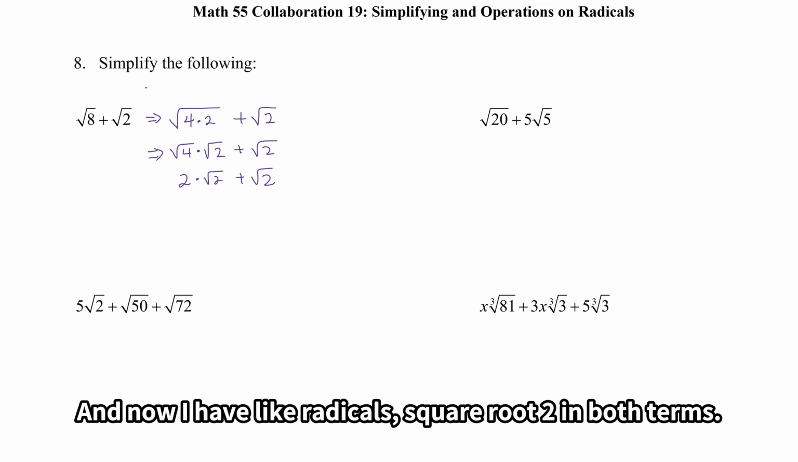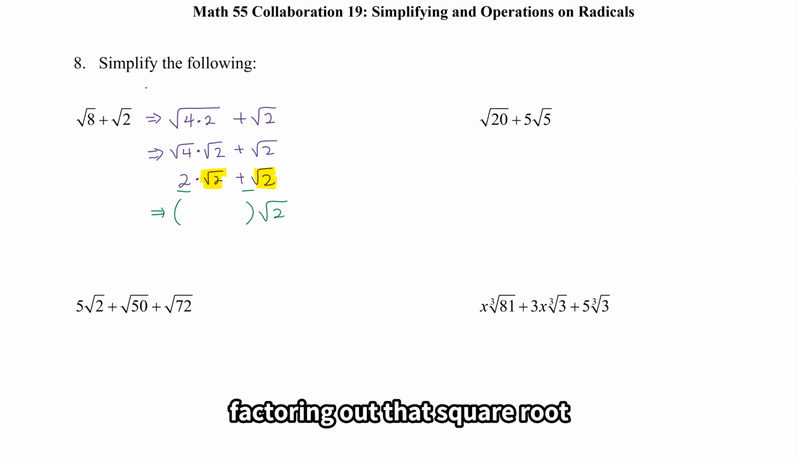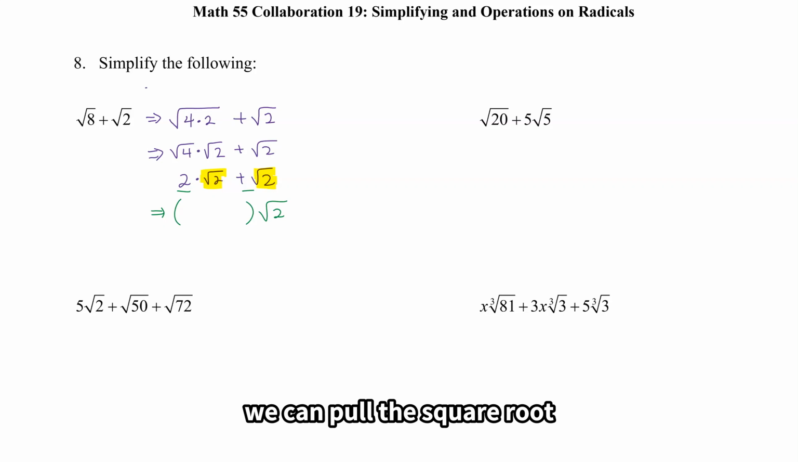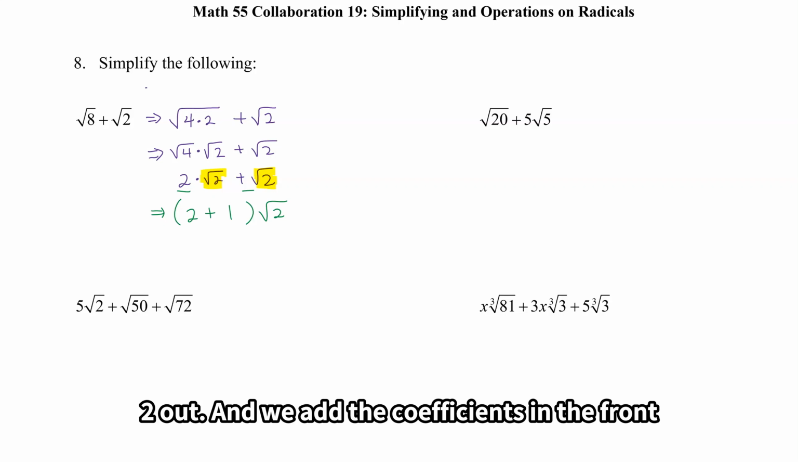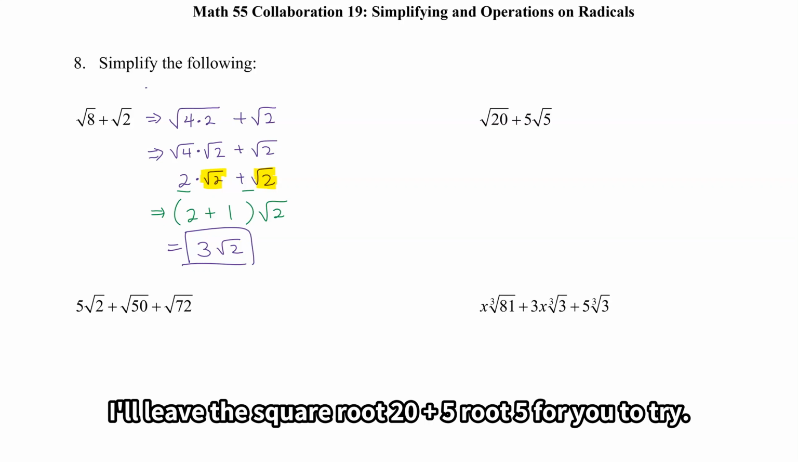And now I have like radicals, square root 2 in both terms. We can take the coefficients, factoring out that square root 2, or using the distributive property in reverse. We can pull the square root 2 out, and we add the coefficients in the front to get 3 square root 2, which is our answer. I'll leave the square root 20 plus 5 root 5 for you to try.